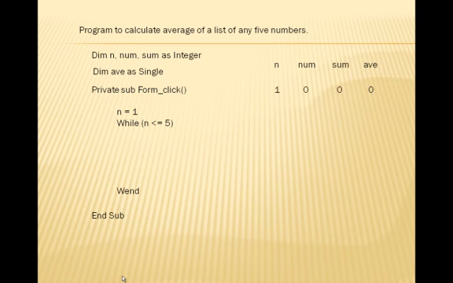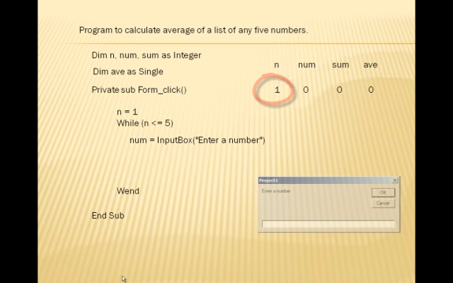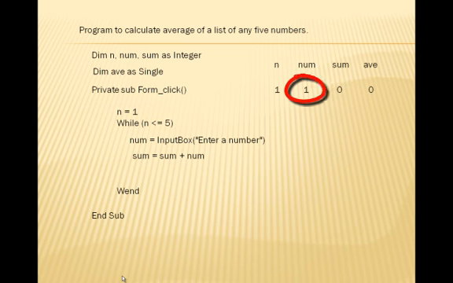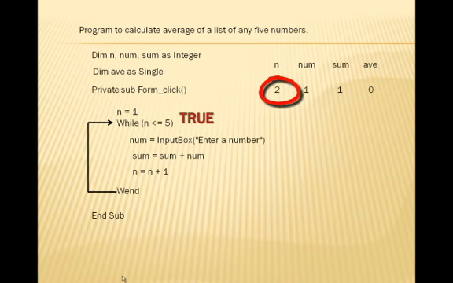Then n initially will become 1. Then this code will display an input box so that we can enter a number. For example, we enter 1. Then num will become 1. Next, we will compute the sum, which is sum plus num. So 1 plus 0, therefore sum will become 1. And then we will add 1 to n, then n will become 2. And then we will test the condition n less than or equal to 5. Since n is 2, the result will be true.